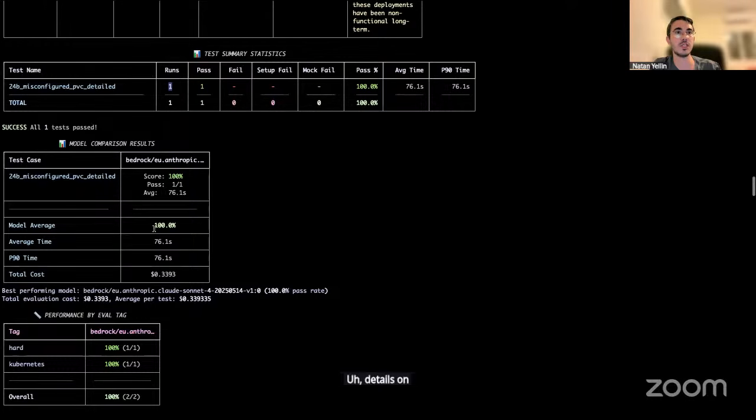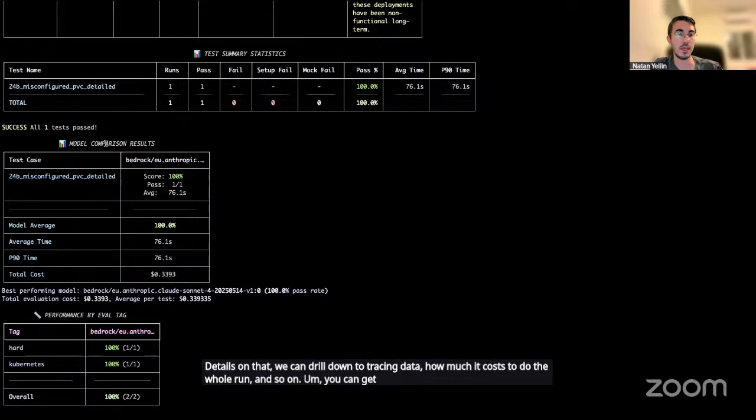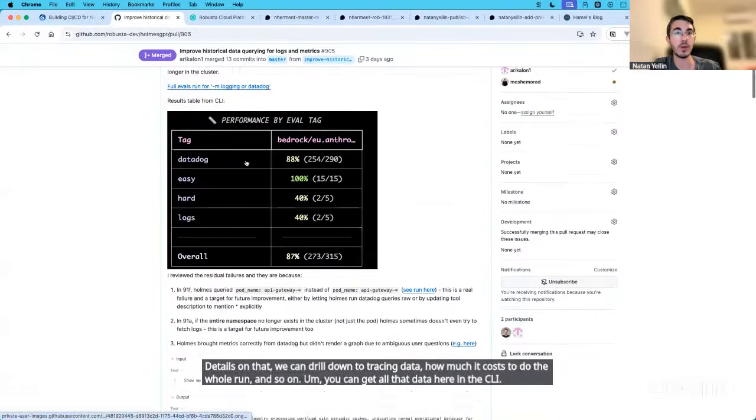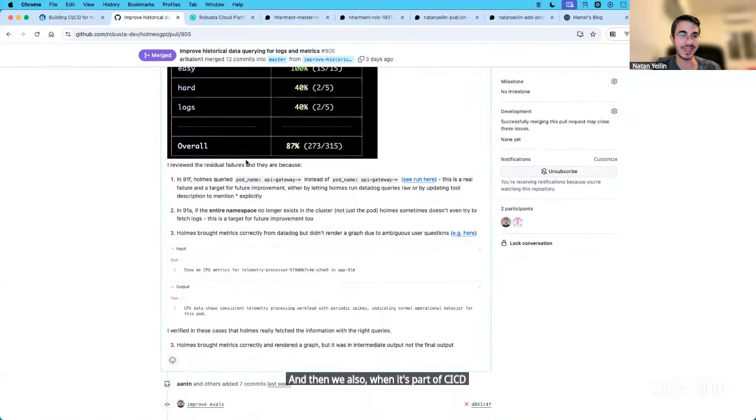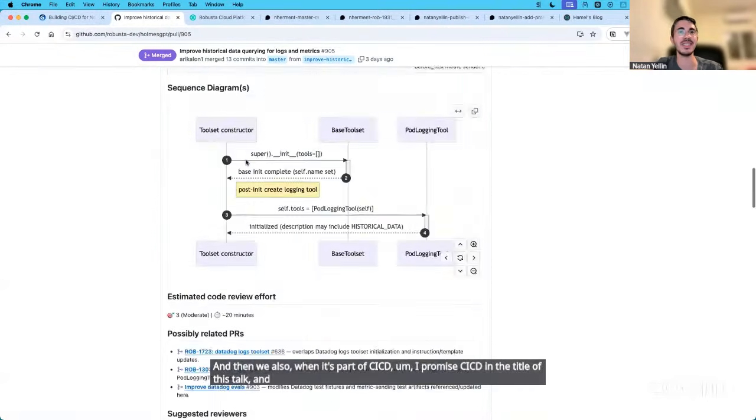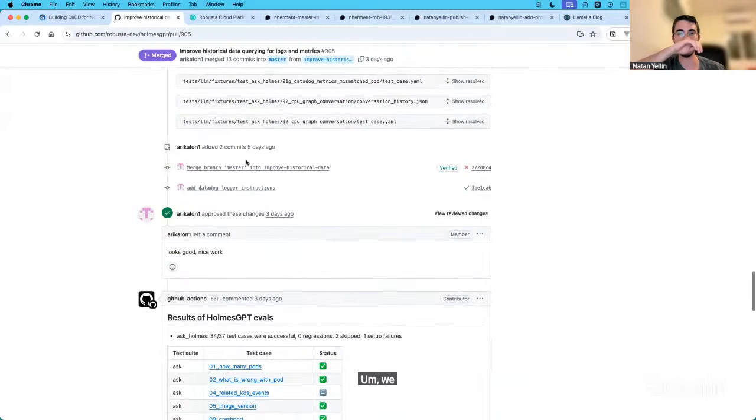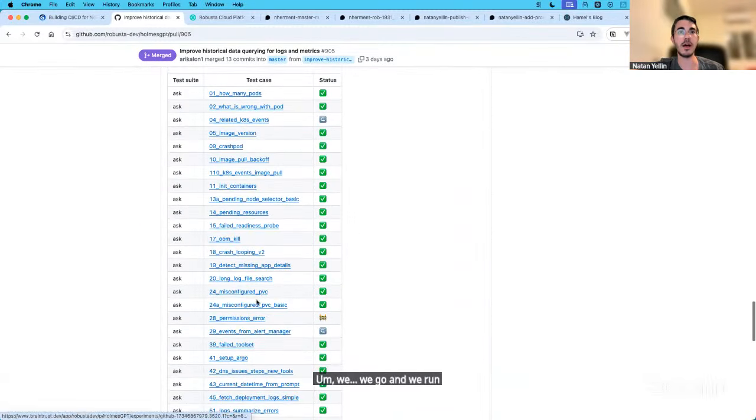We can drill down to tracing data, how much it costs to do the whole run, and so on. We can get all that data here in the CLI. And then on the CI/CD part, I promised CI/CD in the title of this talk, and I meant it. As part of CI/CD, we run these evals on every single pull request and every single commit.